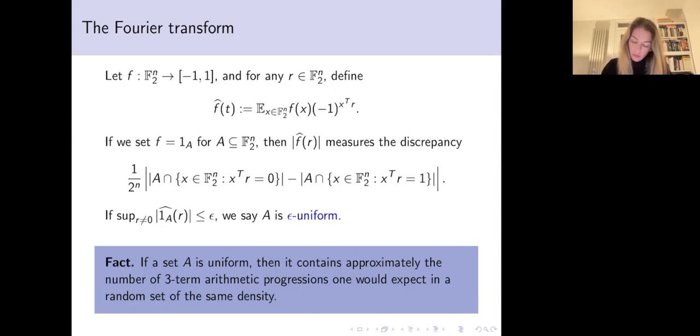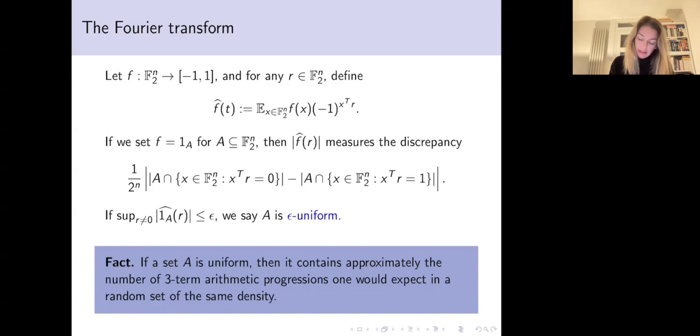For that, I need to make one more remark: of course, I'm talking about the set A being uniform, and this would be relative to the whole group F2 to the n. If I want to talk about A being uniform with respect to a subgroup of F2 to the n, then I can consider a relative Fourier coefficient, relative to that subgroup. I'm not going to make this precise.